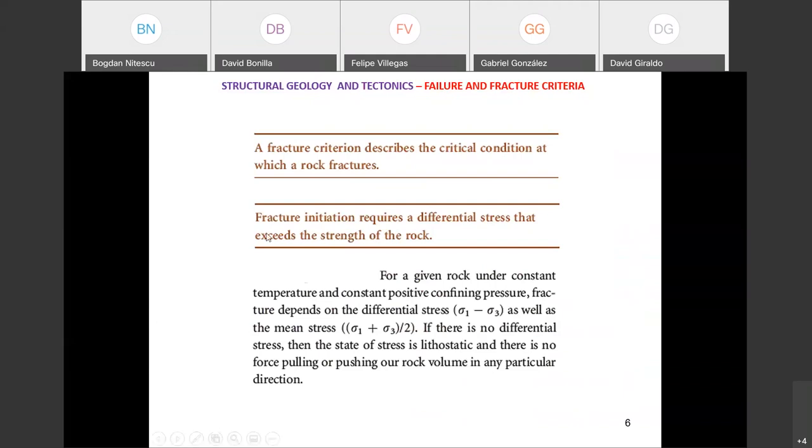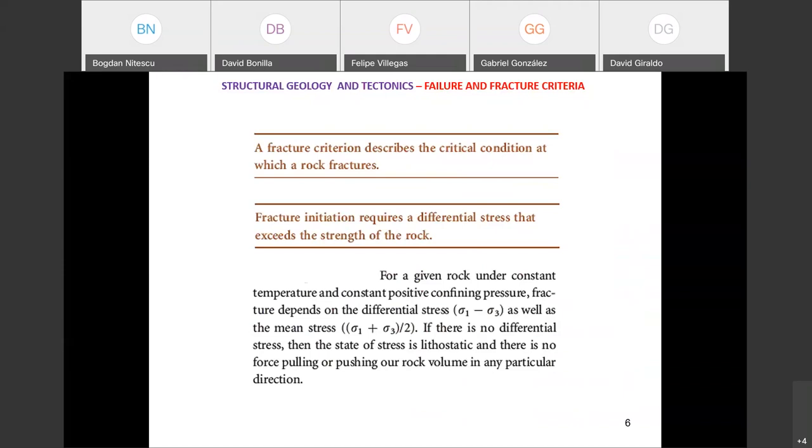So here is one statement. It says fracture initiation. So to form a fracture, to have the failure of the rock, you must have differential stress. If it's just lithostatic stress, nothing happens. You must have differential stress. That means you must have a maximum stress and a minimum stress. And this differential stress must exceed, at some point, the strength of the rock, and the rock fails.